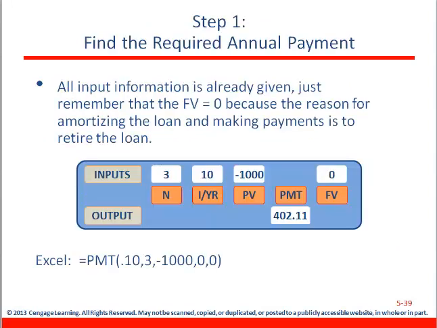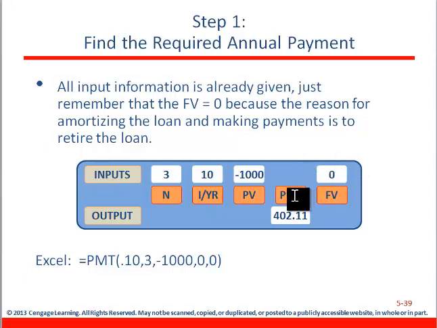Alright, so slide number 40. From the previous slide, we know that the present value is $1,000, so we're buying a $1,000 house or a $1,000 loan. We're going to pay it off in 3 annual payments, and the interest rate is 10%. Future value is 0 because we want the loan to be completely paid down at the end of 3 years. So later on in this course, we'll do bond valuation problems, in which case this future value will still have a par value in it.